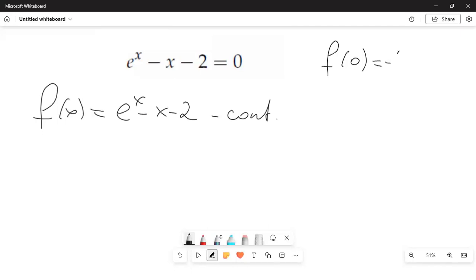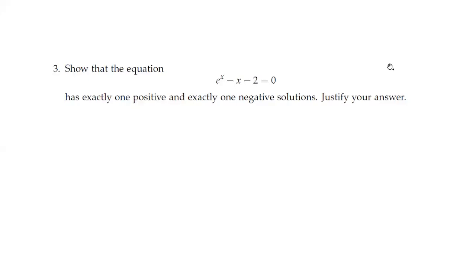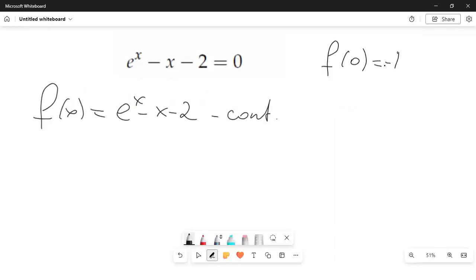-1. I'm sorry, this one says exactly one negative and exactly one positive solution, not just one solution. Has exactly one positive and exactly one negative solution. Okay, f0 is -1. So we are going to apply the same technique for intervals 0 to infinity and from -infinity to 0. So we are going to do the same exercise twice. Let's see. f0 is -1.